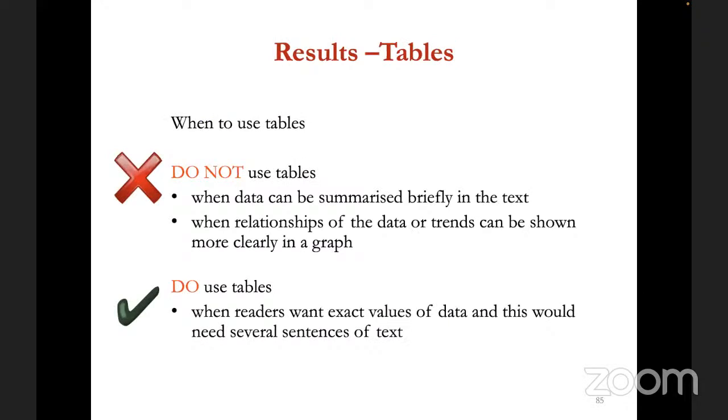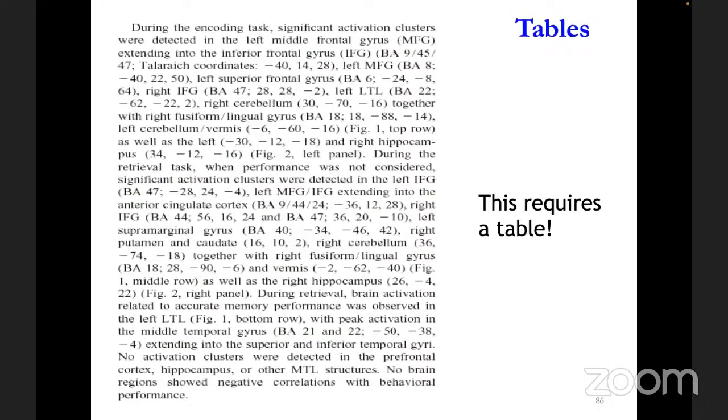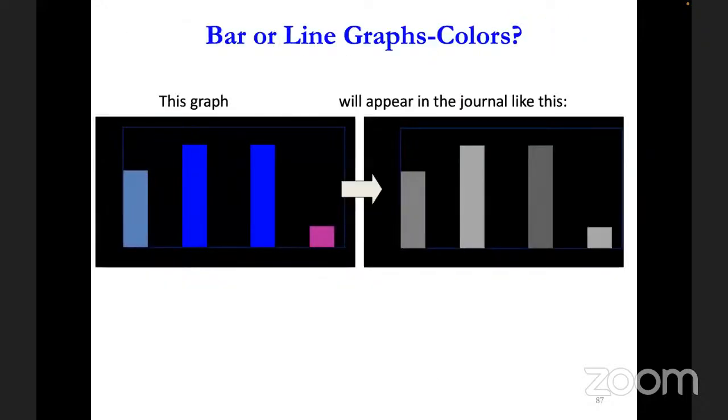Remember, do not use tables when data can be summarized briefly in the text, or when the relationship of data or trends can be shown more clearly on a graph. So use a graph in those situations. And do use tables when readers want exact values rather than a graphical representation. For example, if you see this data here, there are so many numerals. So probably if you put it in the form of a table, it will look more clear.